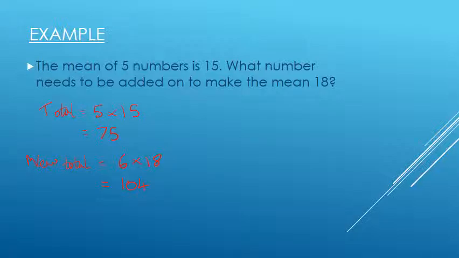So now we need to work out what our missing number is. Very similar to before, the missing number we get by taking our new total and subtracting the old total. So 104 minus 75, and that should give you an answer of 29. So spend a bit of time just to copy that down now, and then you're going to have a go at the question that's coming up next.